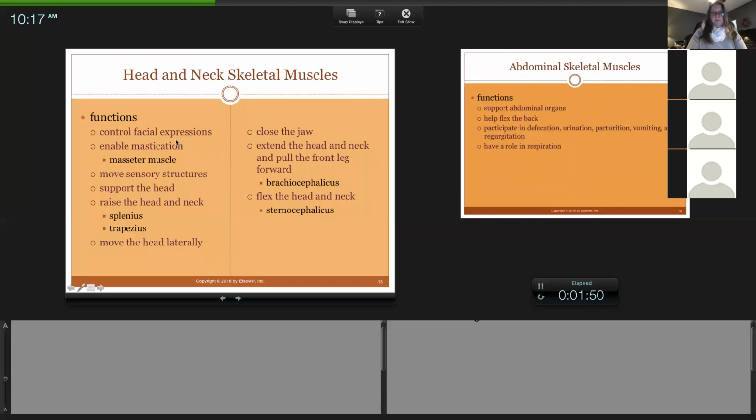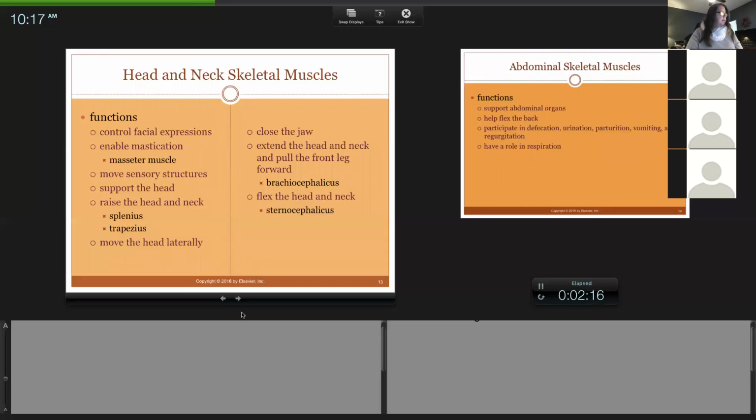When we get into muscles of the head and neck area, typically, obviously, they control the ears, the lips, for facial expression, and they enable mastication because they are attached to the mandible. So one of the ones you needed to know was the masseter muscle. Masseter, mastication. Mastication is chewing.